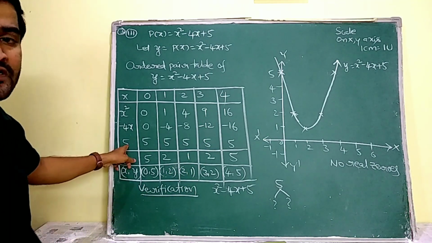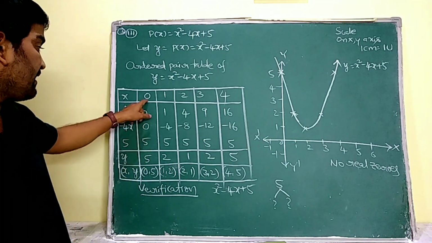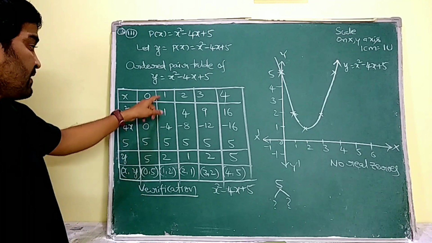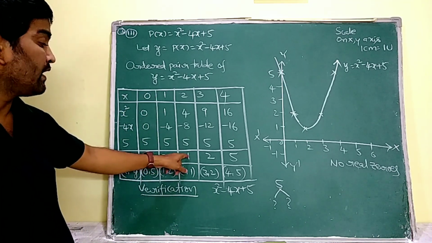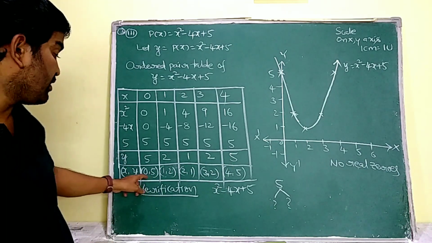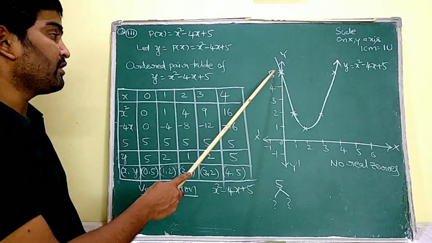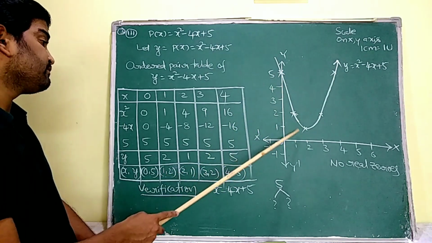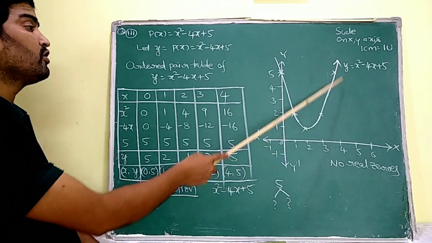Now 5 is constant, it never changes. Always it is 5 only. All the together values of these three terms gives us y. So here I obtained 5, 2, 1, 2, 5. So these are the points: (0, 5), (1, 2), (2, 1), (3, 2), (4, 5). Those are going to be plotted here. See, (0, 5), (1, 2), (2, 1), (3, 2), (4, 5).